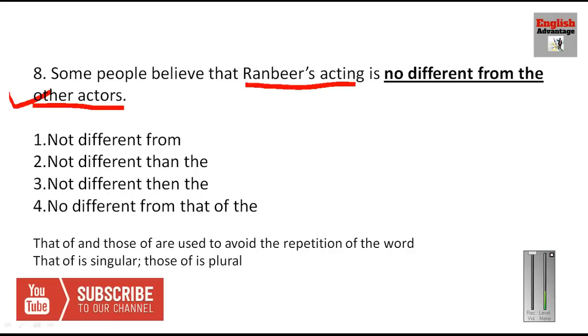Now in which part of the sentence is there that of? This one doesn't have that of. This one is having that of: no different from that of the other actors. So this 4 will be the right answer. Just see the explanation here. That of and those of are used to avoid the repetition of the word. That of is singular and those of is plural. So this is correct. Just see the next sentence.